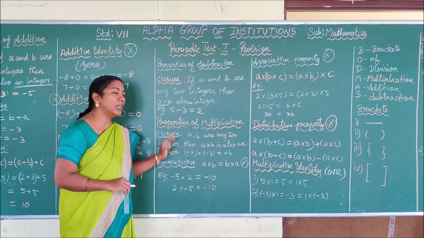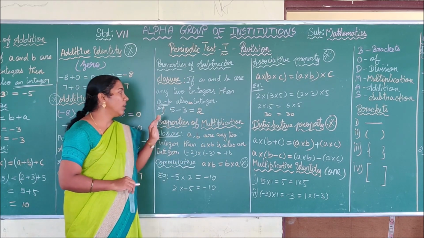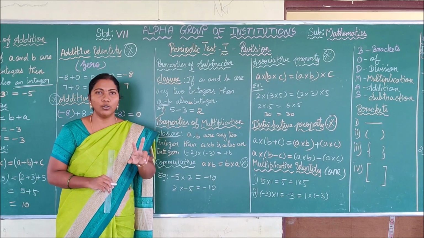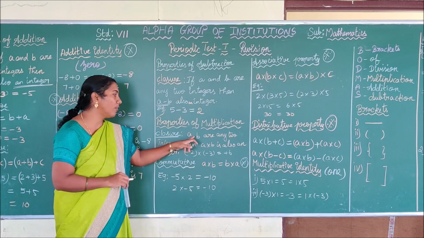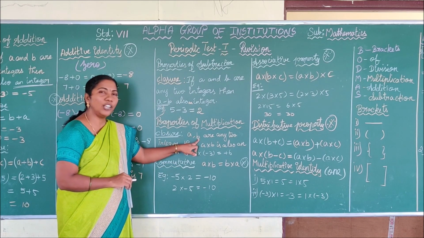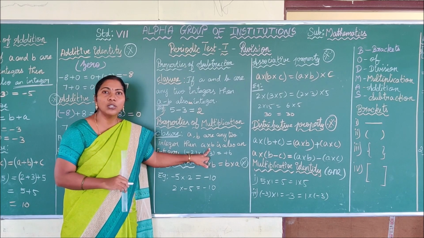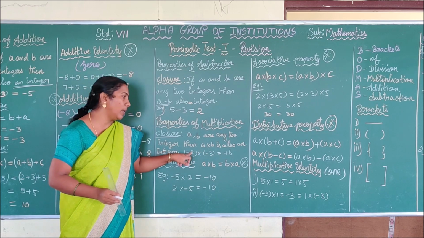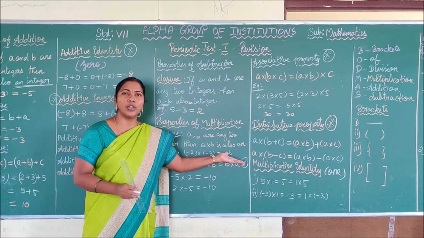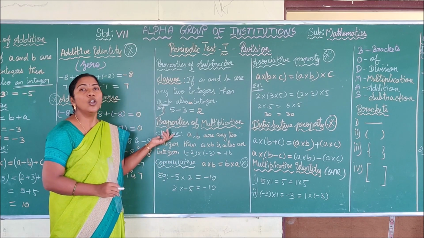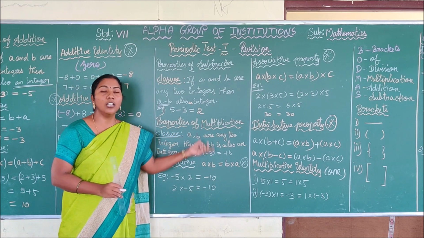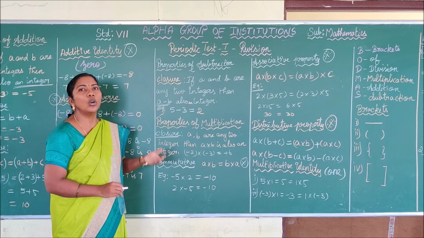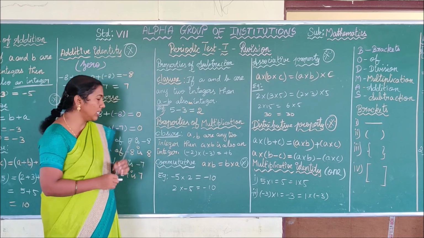Next we are going to concentrate on properties of multiplication. What is the first property we are going to see? Closure. Already I have told, closure means you have to take two integers and apply that operation. Here our operation is multiplication. If a and b are any two integers, then a into b is also an integer. See here, minus 2 and minus 3 are two integers. I am multiplying, I get the answer as plus 6. It is also an integer. Such type of property is called closure property. Thus the operation multiplication for the integers holds the closure property. Thus we can say integers are closed under the operation multiplication.